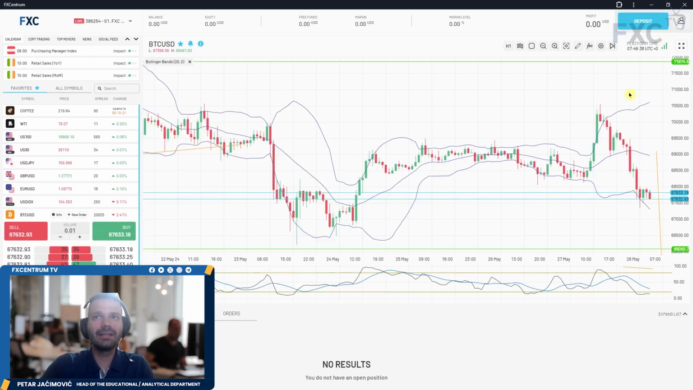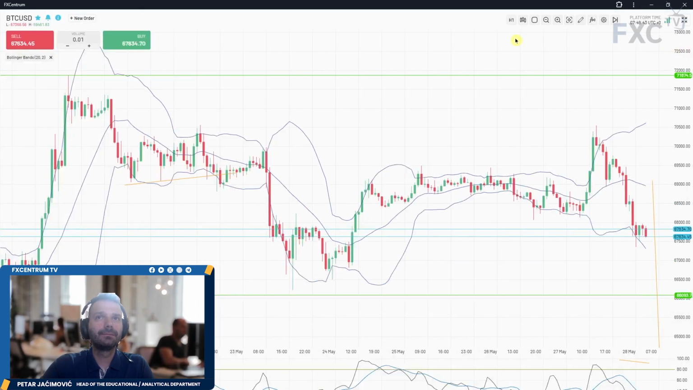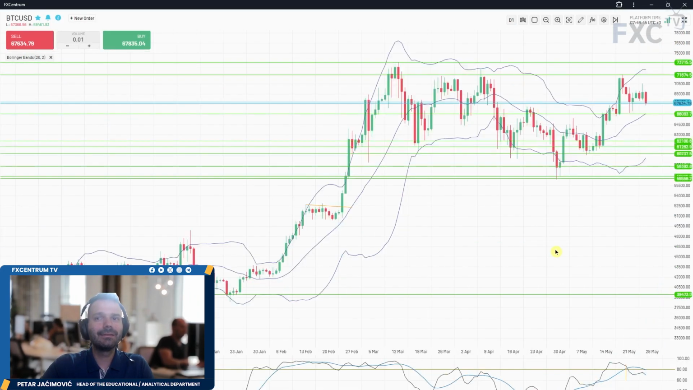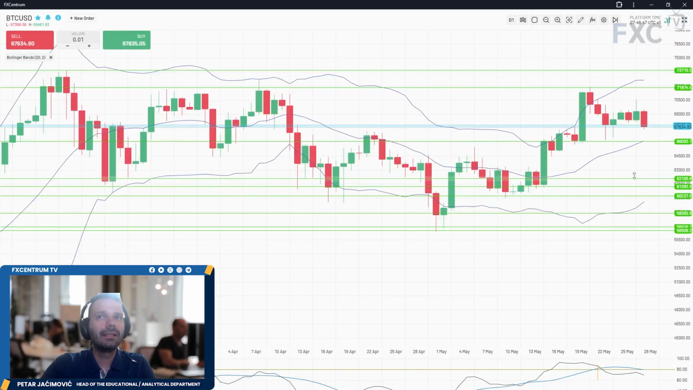Now Bitcoin. This was a trade idea from last week that we posted. The reason I see potential for downside movement, and at least a test of 66,000, if not 61,000 to 62,000, is because we had a classic buying climax last week.